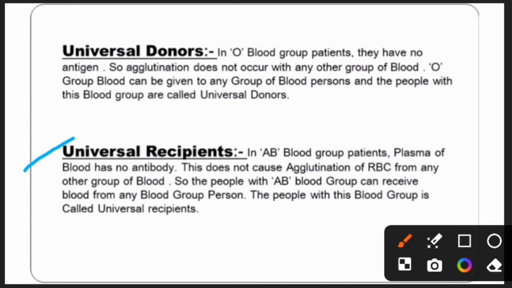Then the concept of universal recipient. In AB blood group patients, the plasma of the blood has no antibody. This does not cause agglutination of the red blood cells from any other type of blood group. So people with AB blood group can receive blood from a person of any blood group. So people with this blood group are called universal recipients.